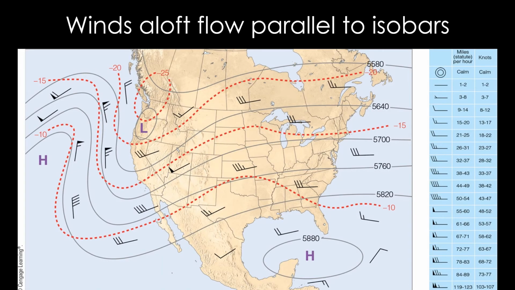Even with these ridges and troughs, and you can see a big trough here, our airflow, our winds, are still flowing parallel to the isobars aloft. These flags here are showing you the direction of the wind flow, and it's basically taking you right along, parallel to those isobars.